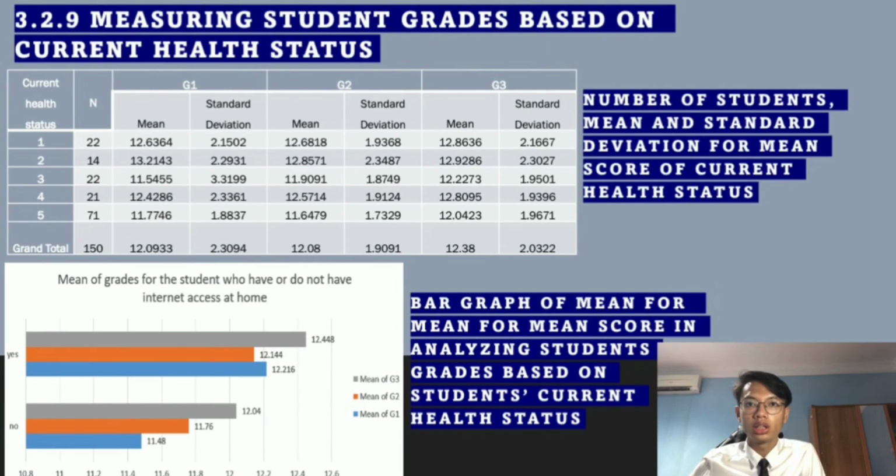Based on the table and figure, the students who got 2 in current health status have the highest mean, and those who got 1 have the second highest mean. So, we can say that students with poor health status stay up late because they want to get the highest grade.